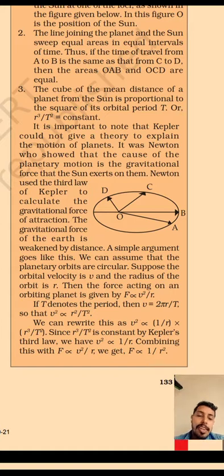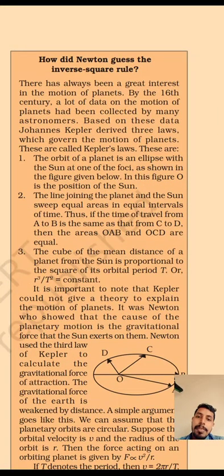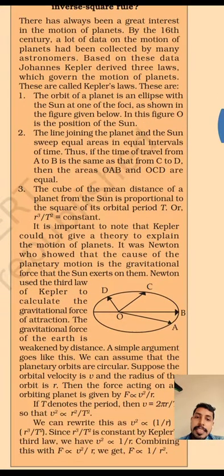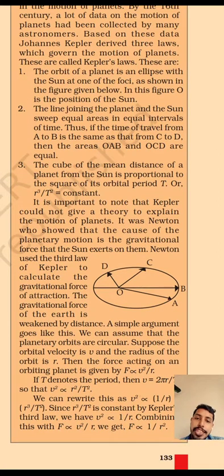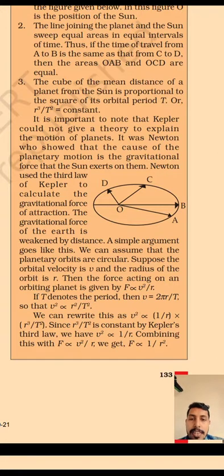Here, this is Kepler's law. You can read that. In Kepler's law, there is one equation: r cube by t square is equal to a constant. In Kepler's law, r cube by t square is a constant. Okay, then we will come to our law.